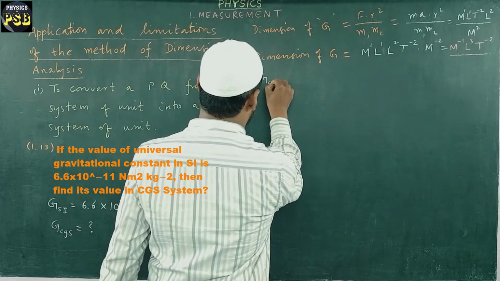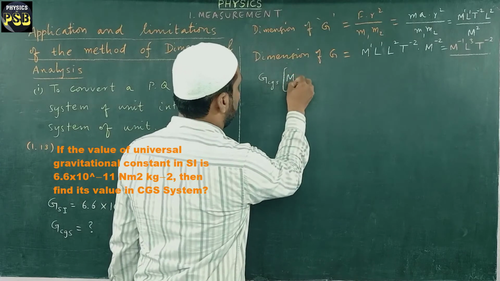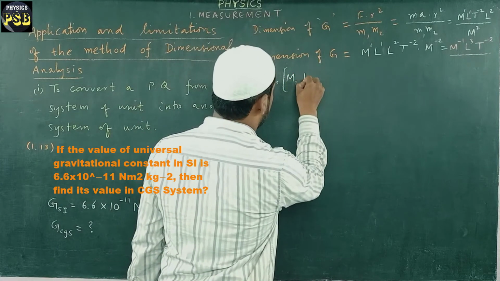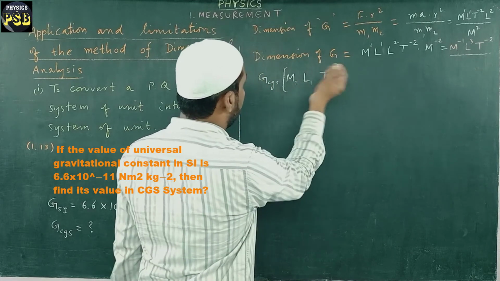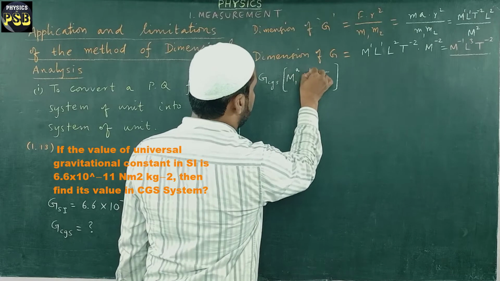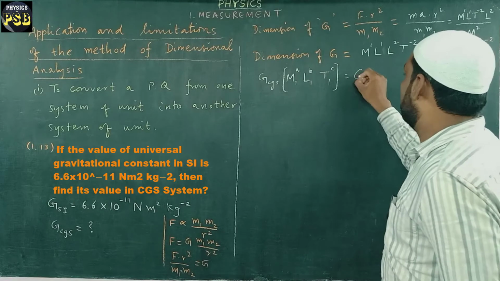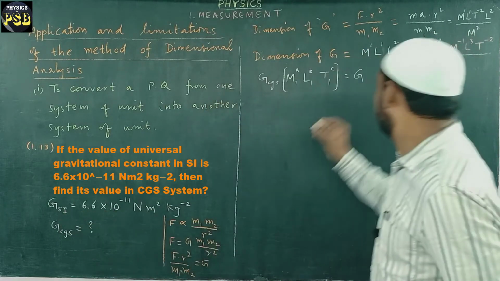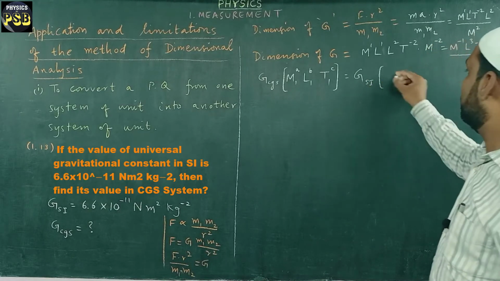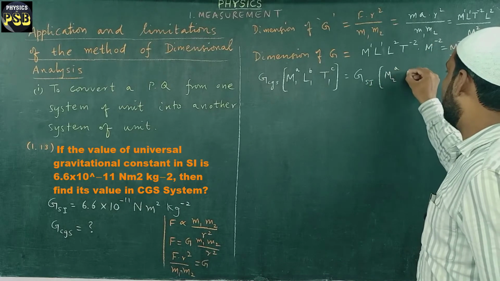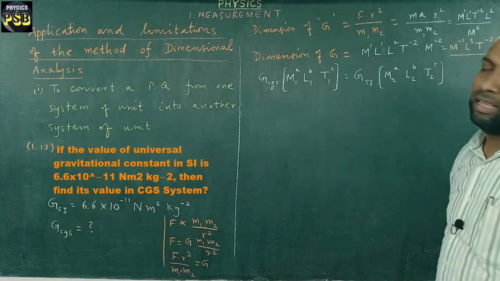G in CGS system multiplied with M1, L1, T1. Here the dimension is taken as A, B and C. And this side, G in the SI system is multiplied with the unit inside: M2 power A, L2 power B, and T2 power C. It's done.